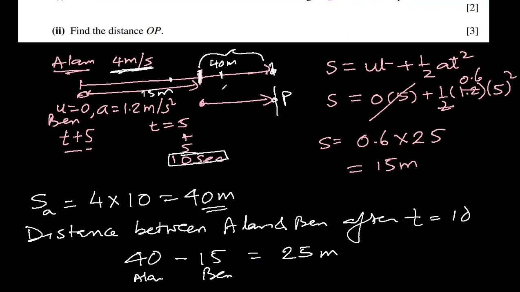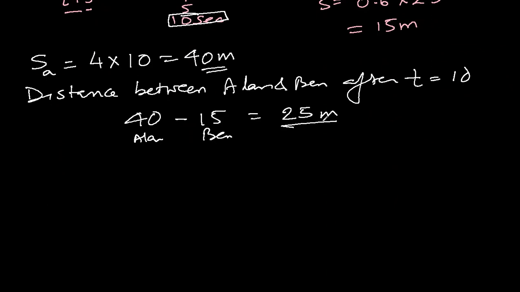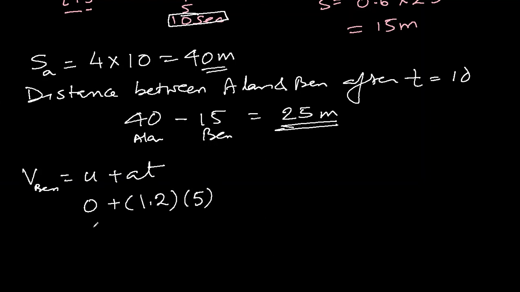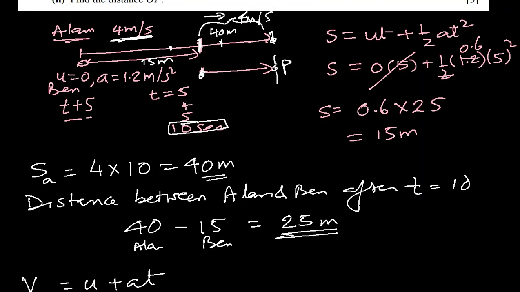Now onwards, Alan will keep on moving at 4 meters per second. He's not changing his speed, but Ben's speed is different here. Let's find his speed after 5 seconds of his travel. So let's keep the difference here. V for Ben equals U plus AT. U is 0, he started from rest. Acceleration is 1.2. Time is 5 seconds. That becomes 1.2 times 5, 6 meters per second. Obviously, Ben is faster, only then will they reach P at the same time.